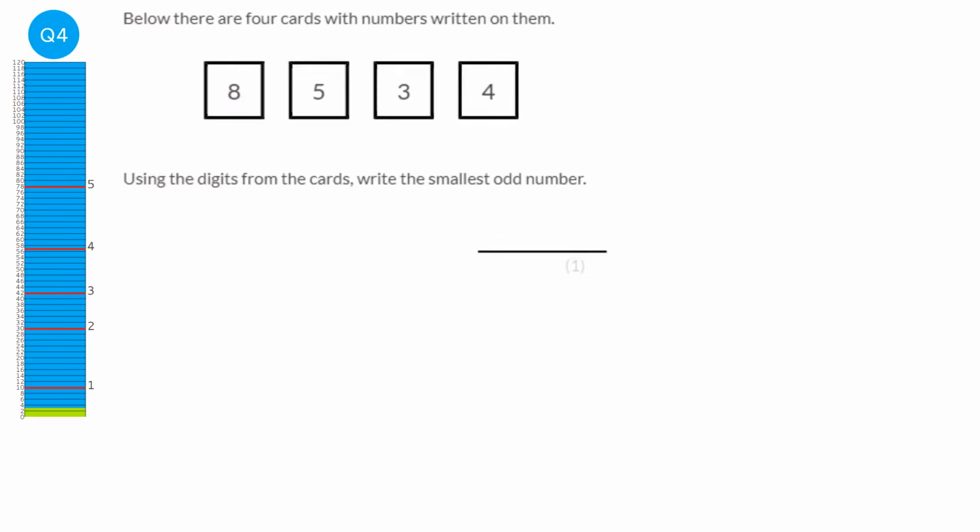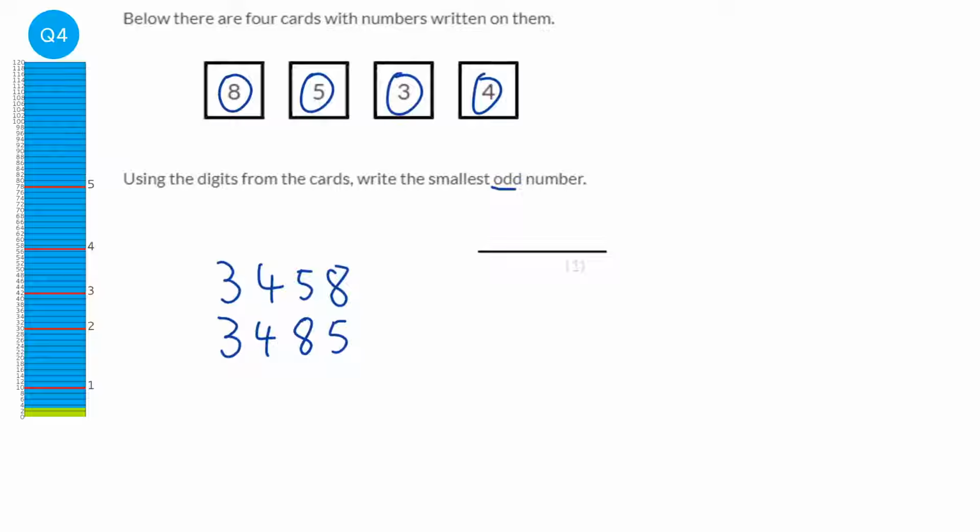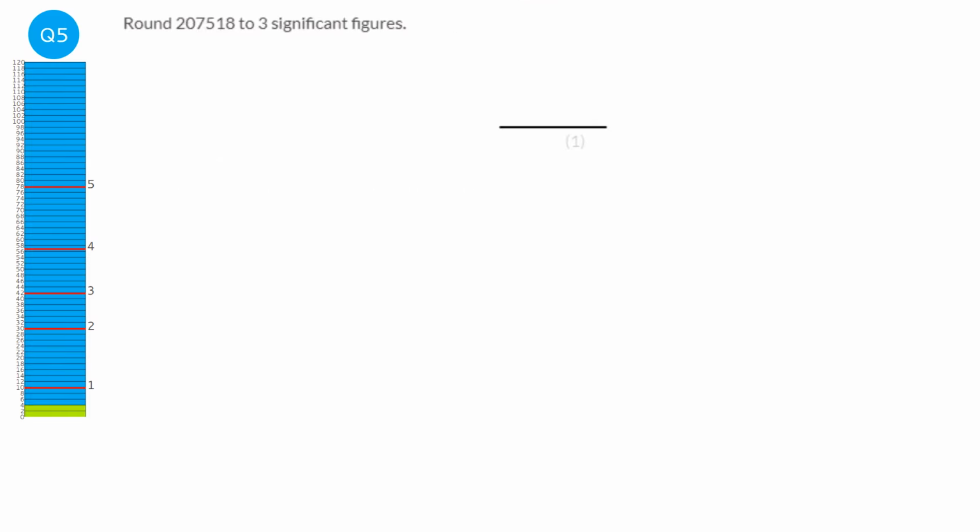For us to create the smallest number, we need to pick the smallest digits at the start of the number. So the smallest digit is 3, then the next smallest digit is 4, the next smallest digit is 5, then the next smallest digit is 8. But it wants it to be an odd number, and this is an even number. So we have to move that 8 forward 1 and have that 5 at the end. So the smallest odd number is 3,485.